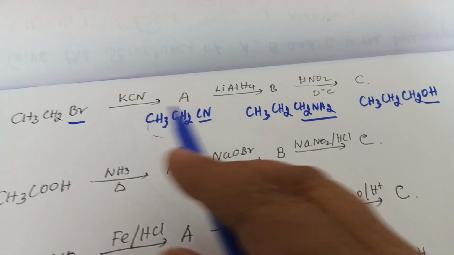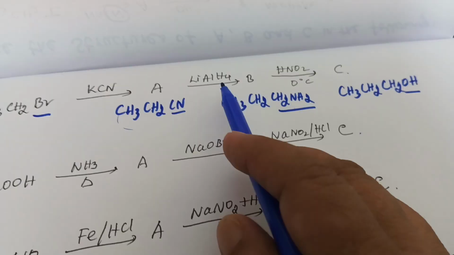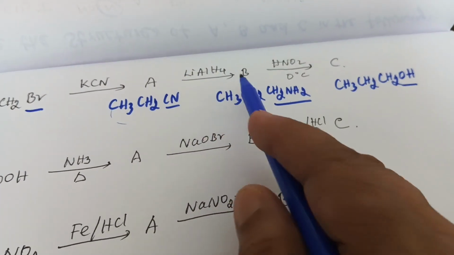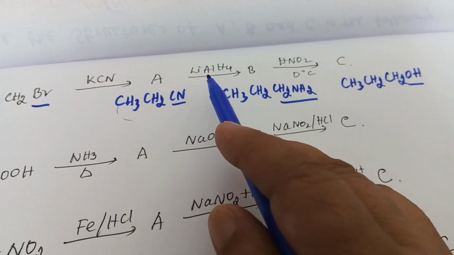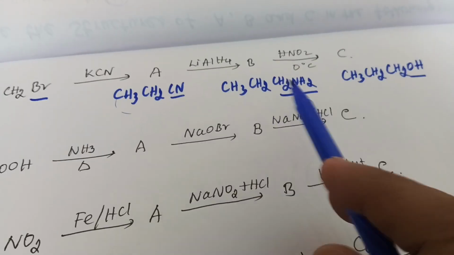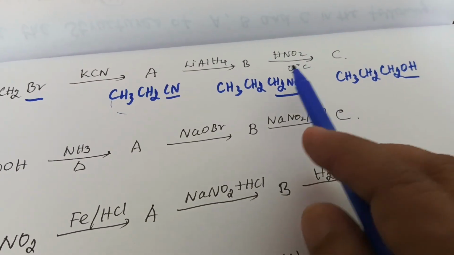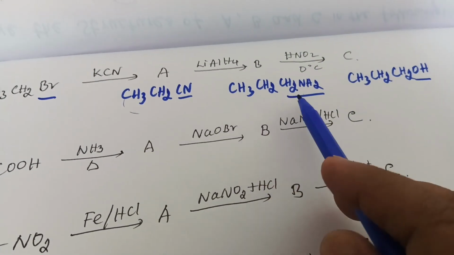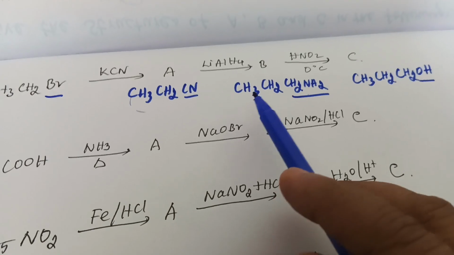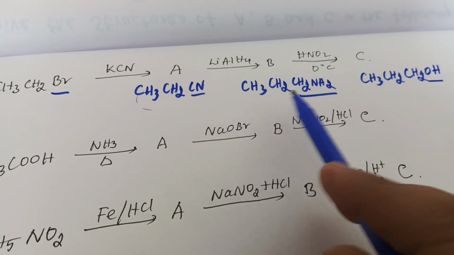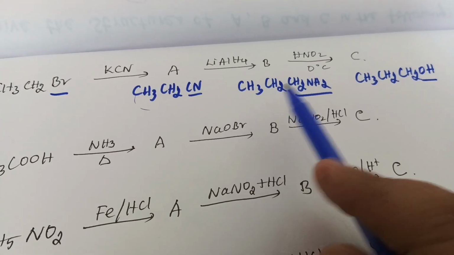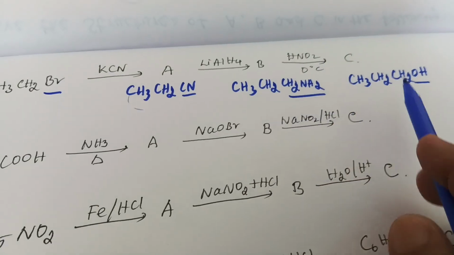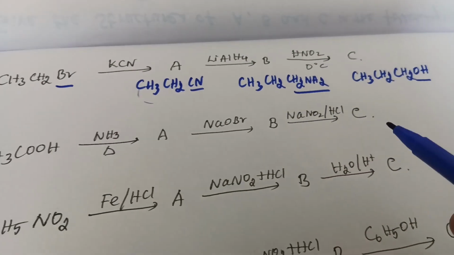So halide changes to cyanide, cyanide on reduction. The reagent we want to recall, the reagent here is for reduction. So it reduces the cyanide into amine, amine in the presence of HNO2. But here we want to see that the R group is not aryl, it is aliphatic. So aliphatic amines in the presence of nitrous acid end with alcohol.